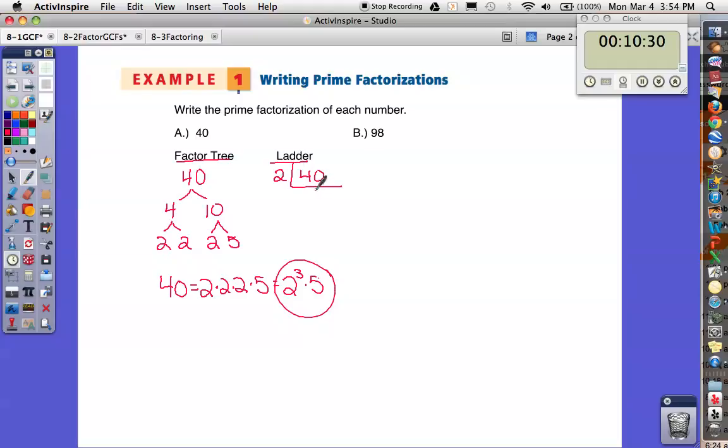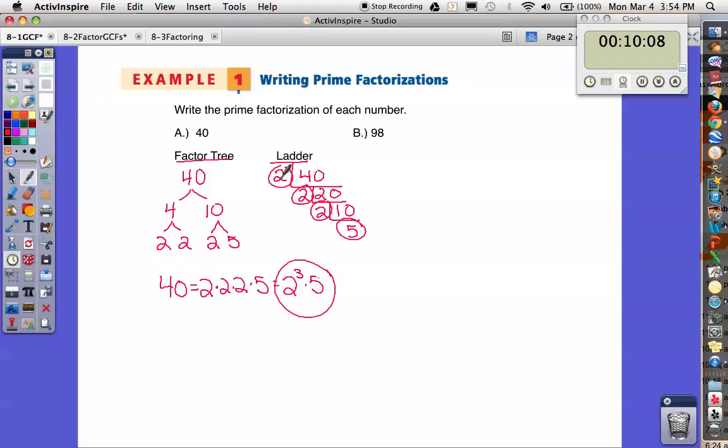40 divided by 2 is 20. Pull it over a little bit. Okay, divide that. 20 divided by 2 is 10. Notice how I'm stepping it over, each time I take a step over to the right. 10 is also divisible by 2. That gives me 5. 5 is prime, so I'm going to leave that on the outside. Here again is your prime factorization.